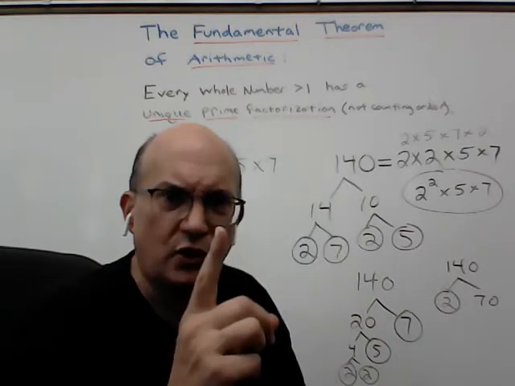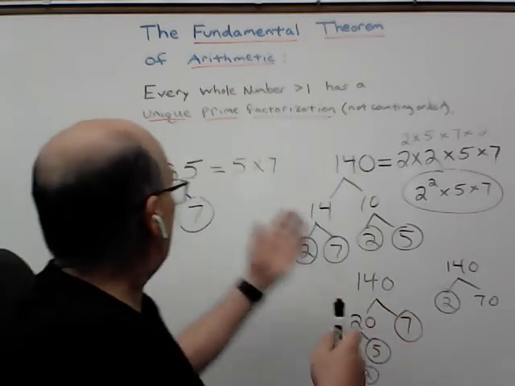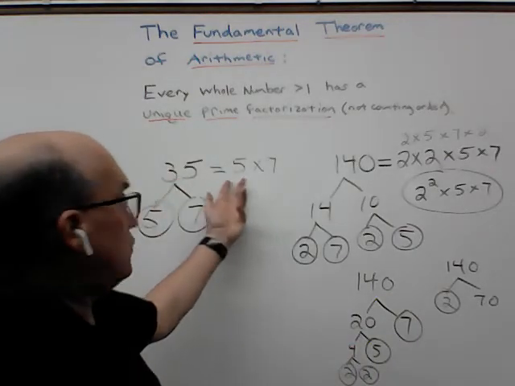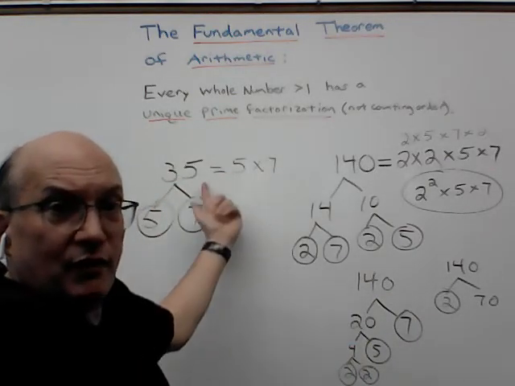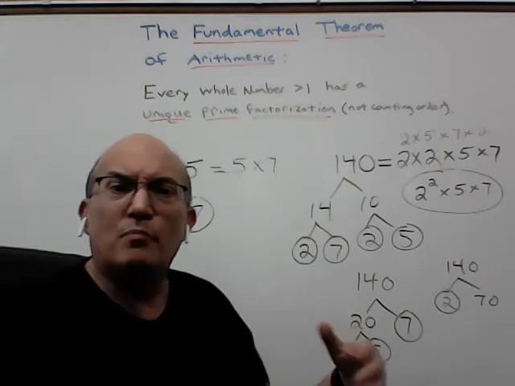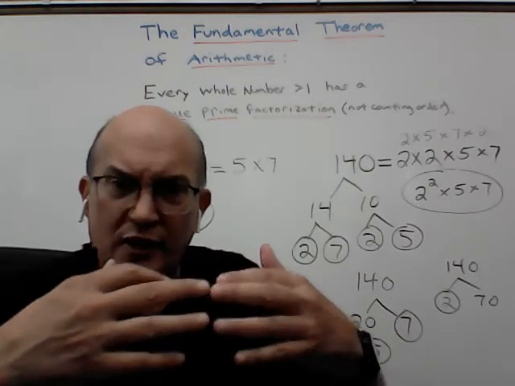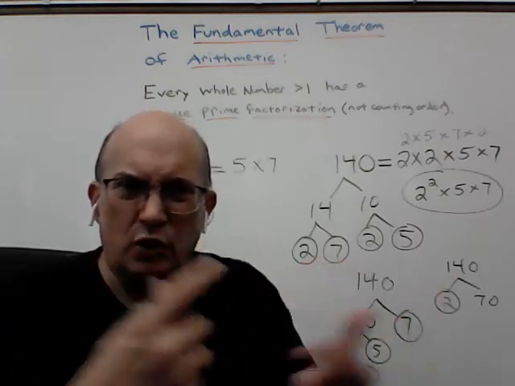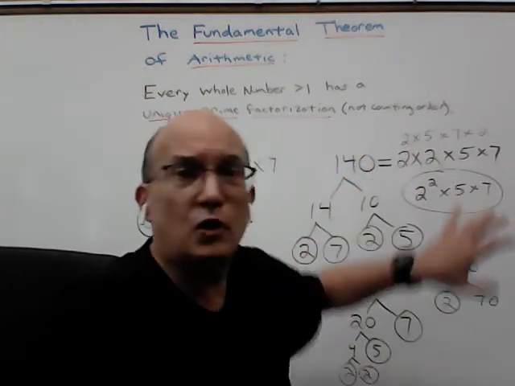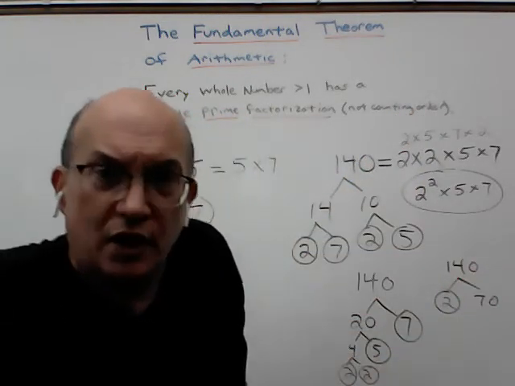There's only one way to do it. Even something as simple as 35, you could have expressed it as 5 times 7 or 7 times 5, but we say that that's unique, even though we could change the order. So not counting the order, the prime factorization is unique.